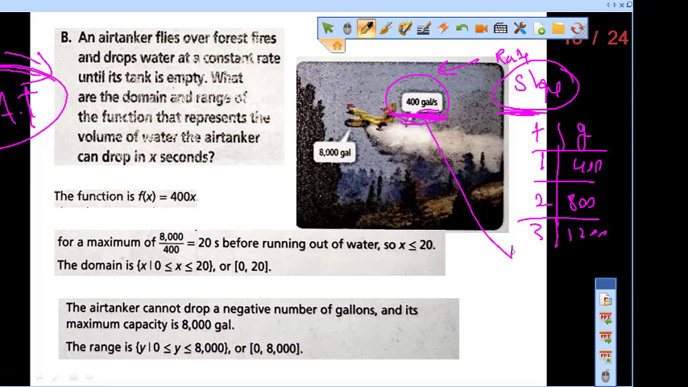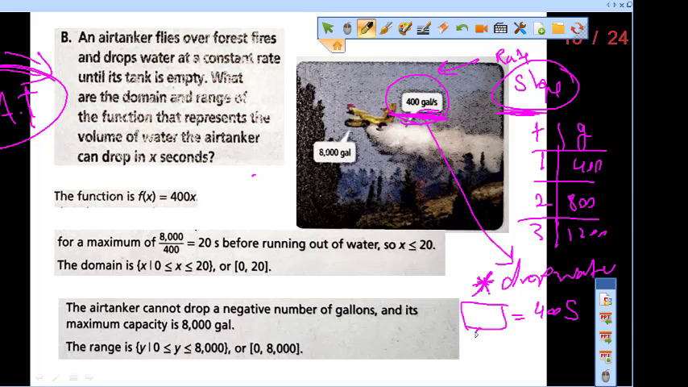Yes, I have 2 scenarios here, but I'll go with one scenario, which is in your book, and we have another scenario. If we relate it to the remaining amount, we'll discuss this one in class. But here, I'll care about the dropped water. Dropped water increases by time. It means 400 times seconds. This is my function, guys.